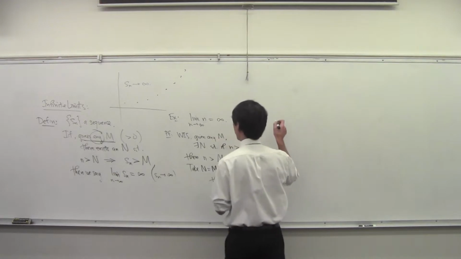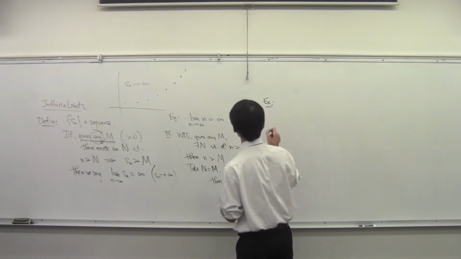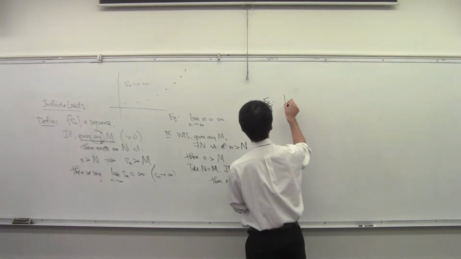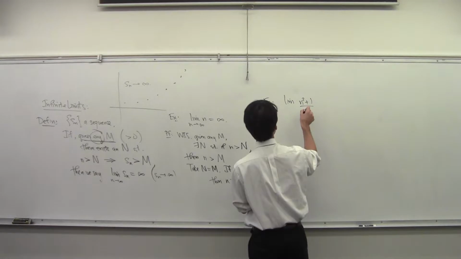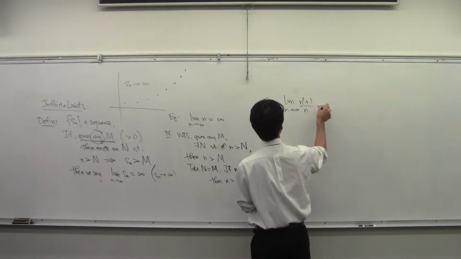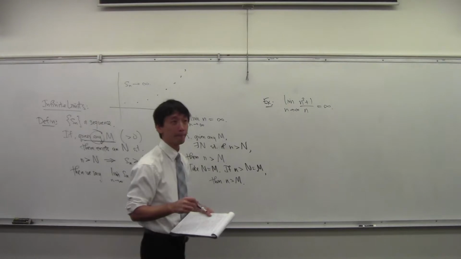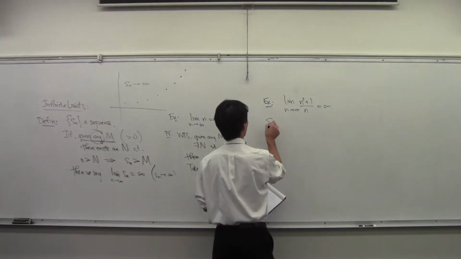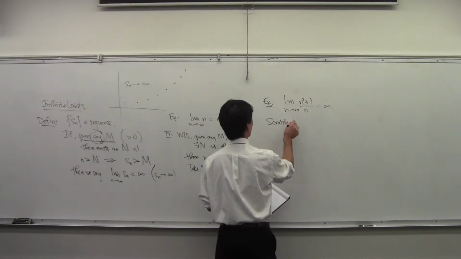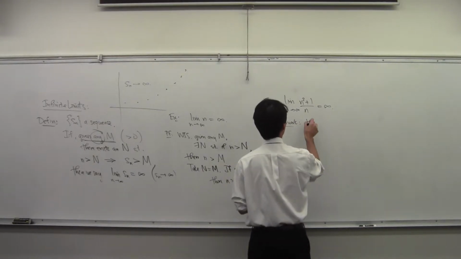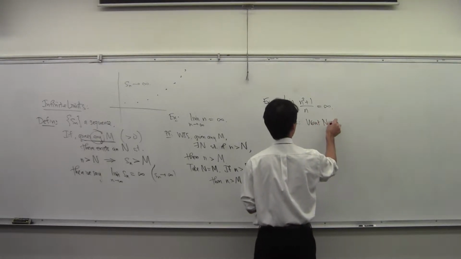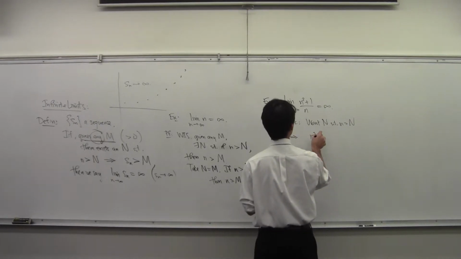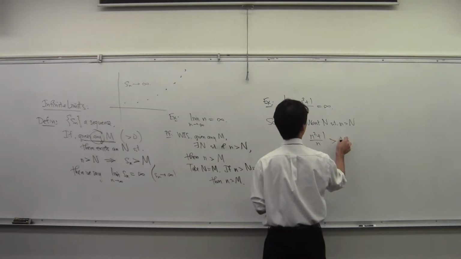More interesting is one that requires some sort of intermediate bound. Here's one we could do this way: the limit of (n squared plus 1) over n as n goes to infinity is infinity. As usual, we're going to do some scratch work. We want N such that n exceeding N ensures that (n squared plus 1) over n is bigger than M.